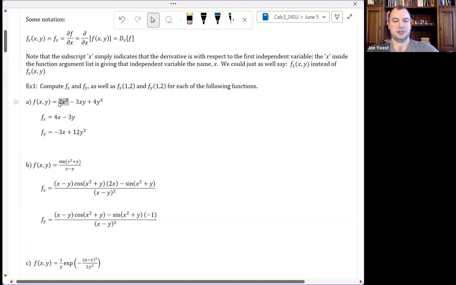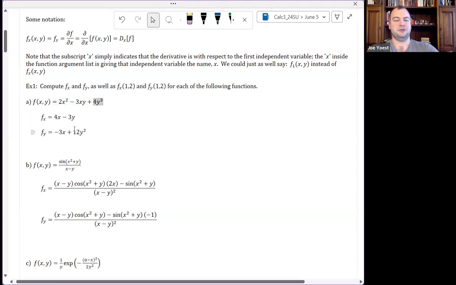So df dx, this first term does have x's in it, so we're going to differentiate it. D by dx of 2x squared gives me just 4x. My middle term also has an x in it. It also has a y though. Remember, I'm treating y as a constant here for df dx. So this minus 3y is a constant multiplying the variable x. Well, constant times x, the derivative of that is just the constant. So I'm left with just my minus 3y, my constant, so to speak, from this middle term.